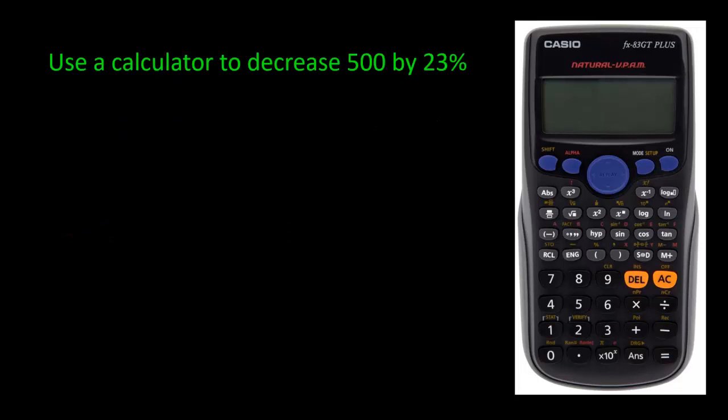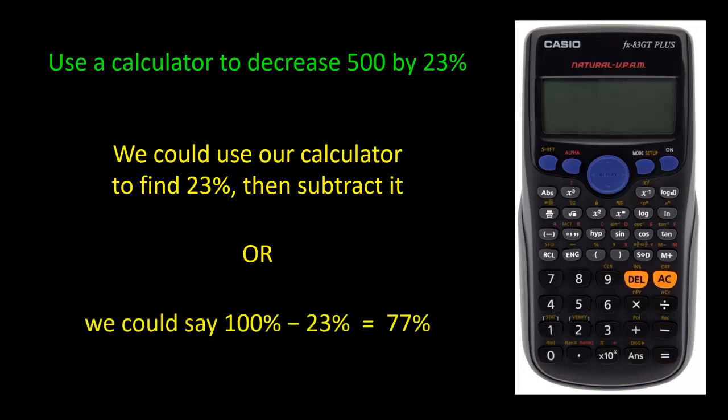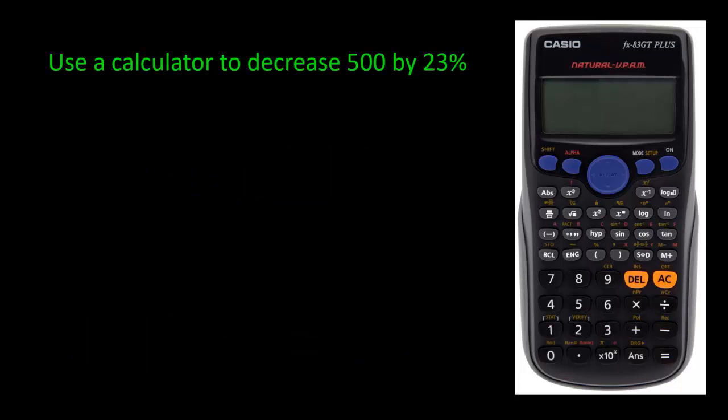So let's have a look how we decrease 500 by 23% using a calculator. Well, we could use our calculator, nice and simple, get 23%, subtract it, or we could be clever. We could say, well, we had 100%, we're decreasing by 23%, so that means we're left with 77%. And then we could find 77% using our calculator. So before we do the exercise, let's have a little look at what that means in terms of pressing buttons.